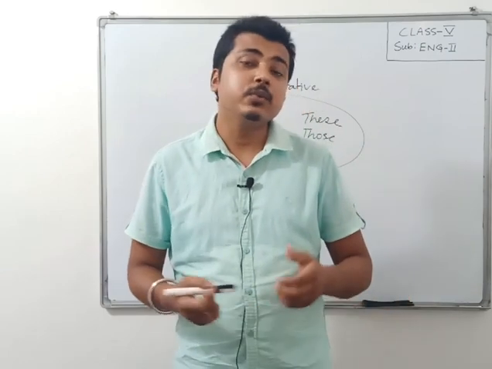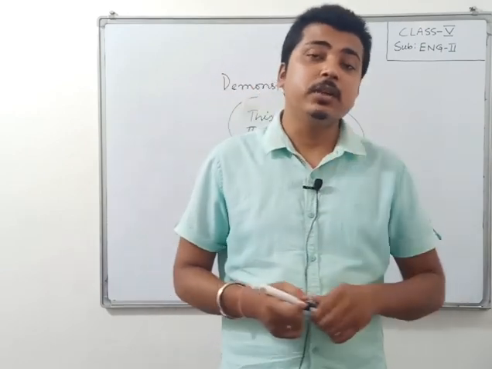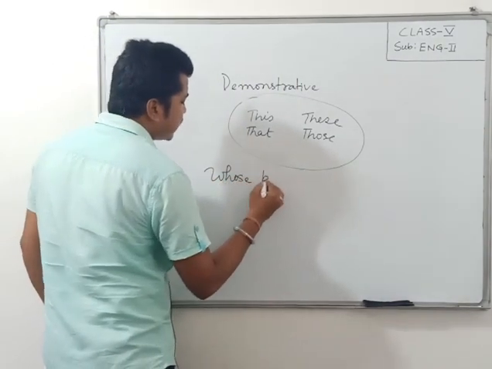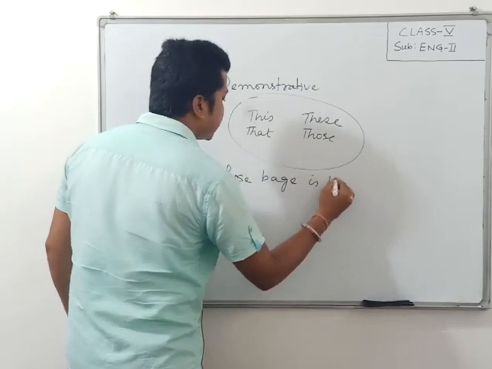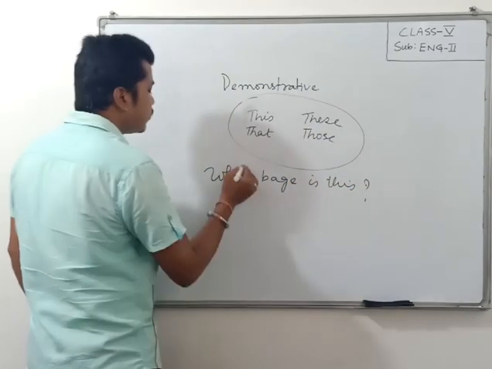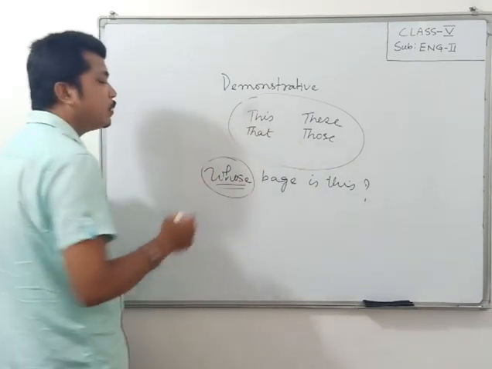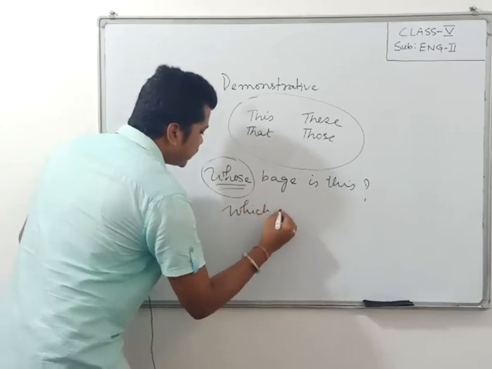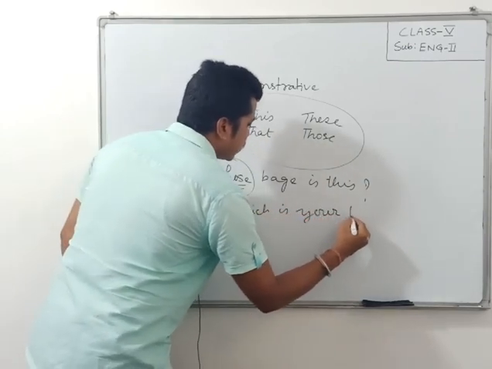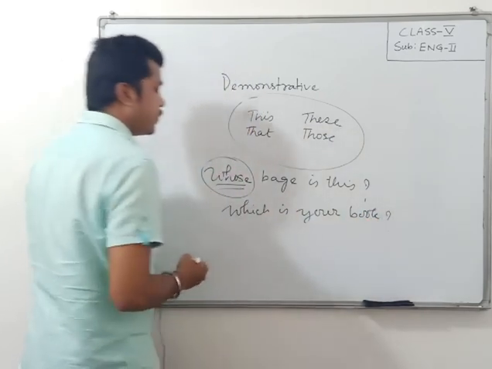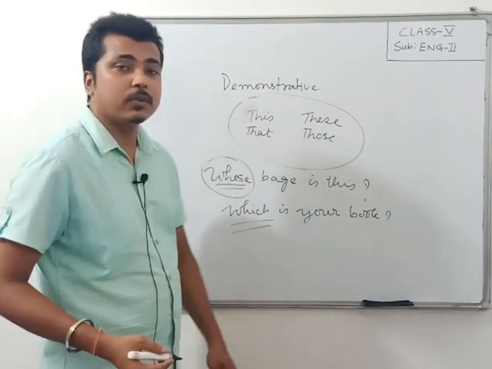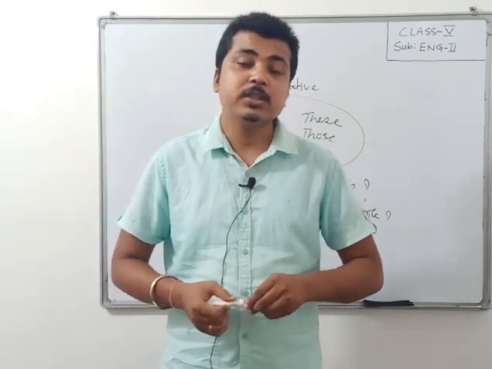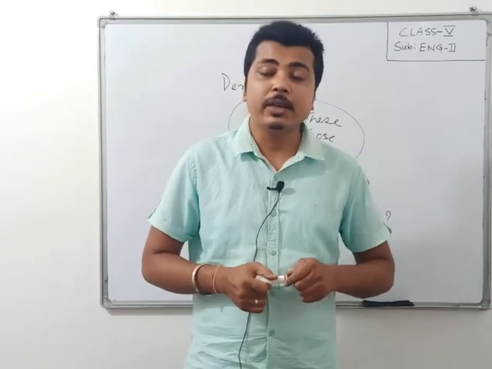Interrogative, you know dear student, means question. So the question word, that is whose. As for example, whose bag is this. Now which is the question word here? Whose. So whose is an interrogative pronoun. Now if I say, which is your book, this which is an interrogative pronoun. So interrogative pronoun means the question word. Which, what, whose, these are all interrogative pronouns.